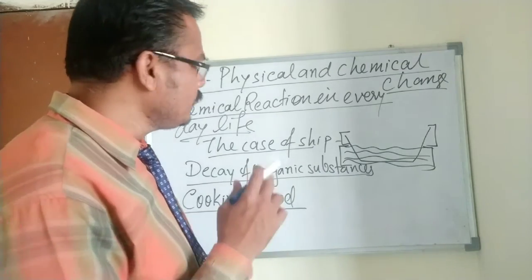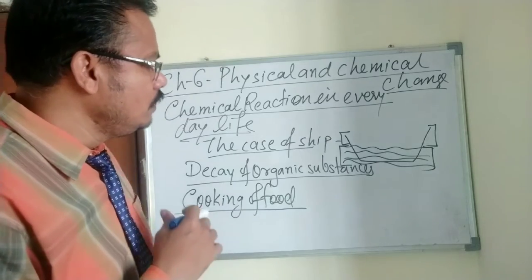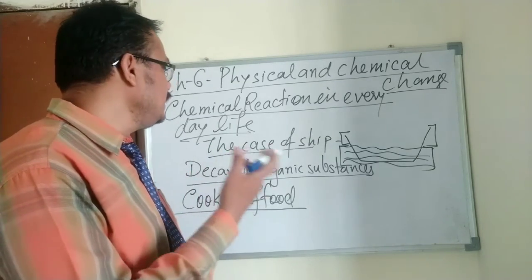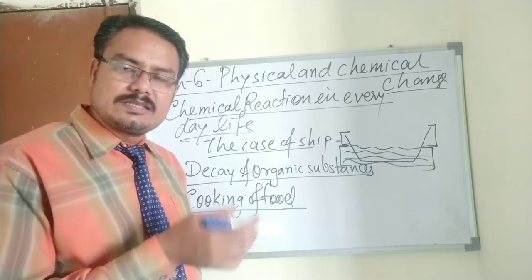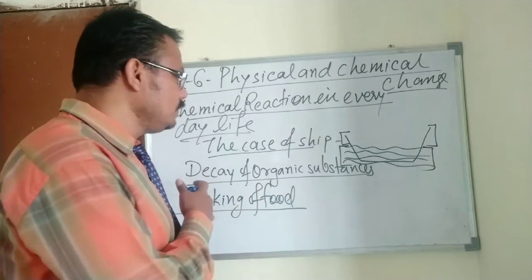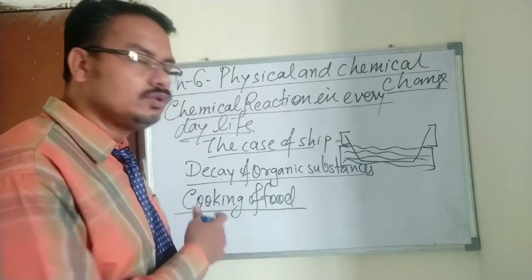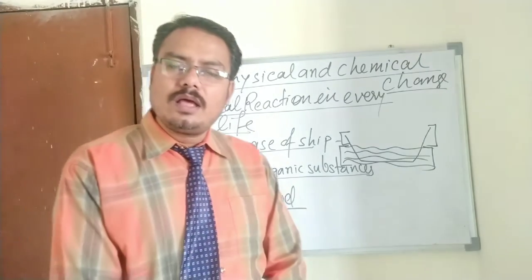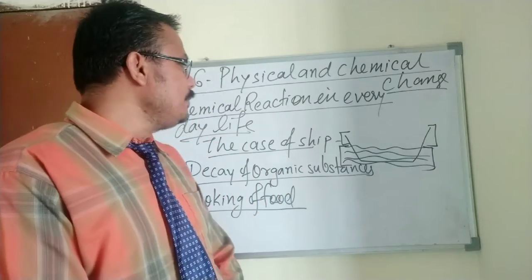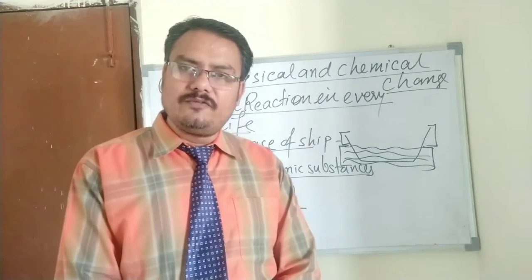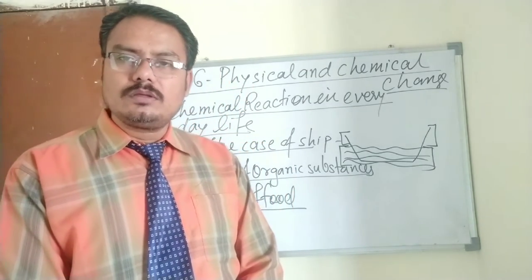So, students, today I have explained chemical reactions in everyday life. One example that I have already explained is rusting. The second, the case of a ship. The third, decaying of organic substances, and the fourth, cooking of food. So, students, I have completed explaining the subtopic of chemical reactions in everyday life. I hope you have understood the topic.